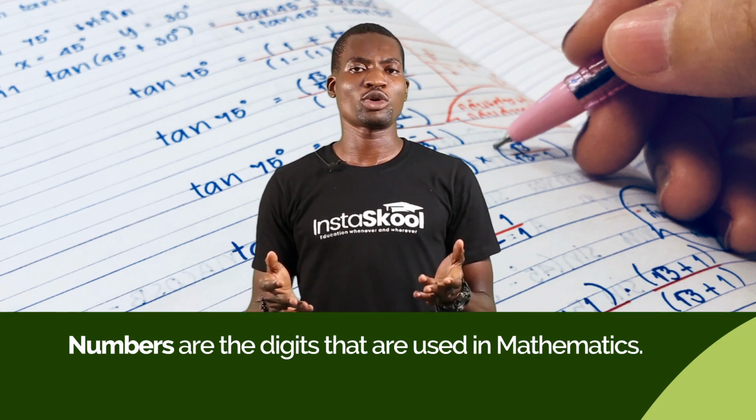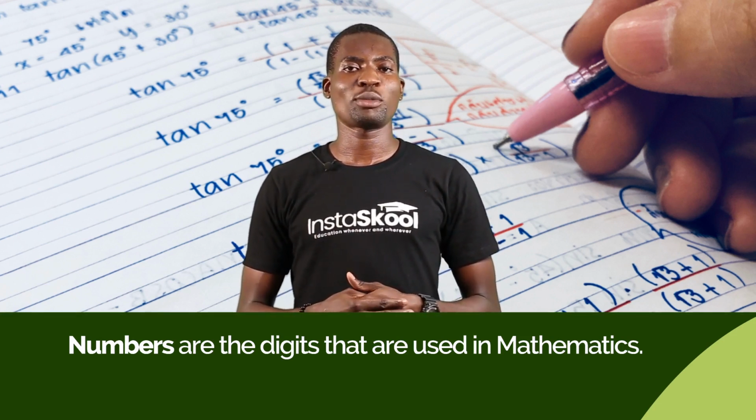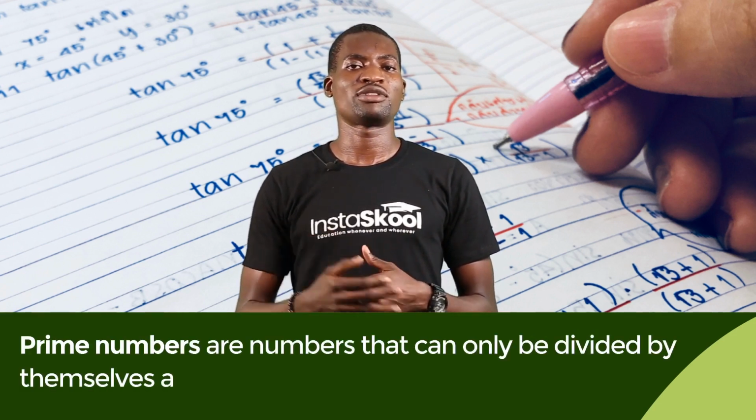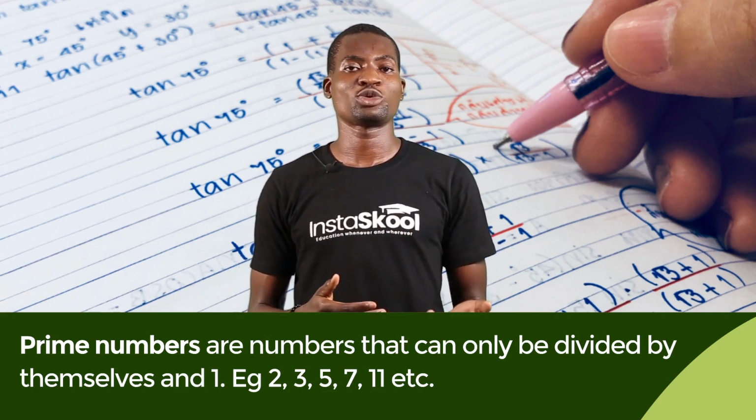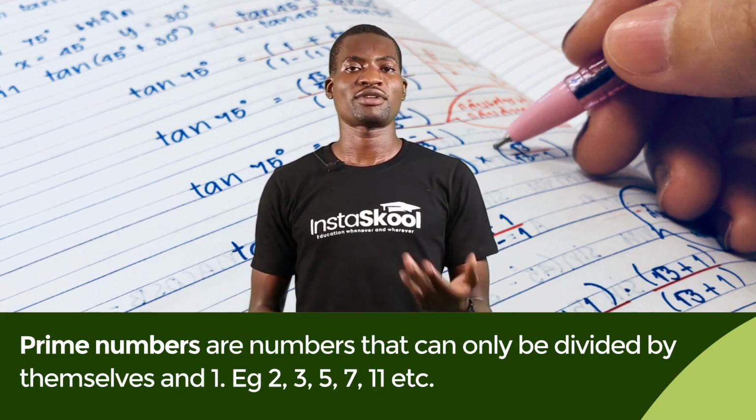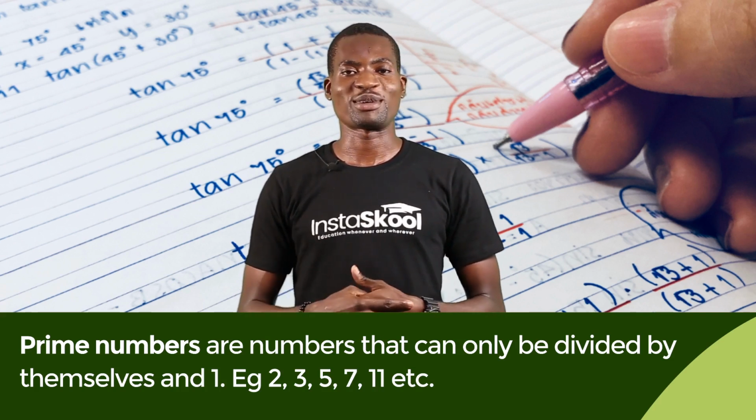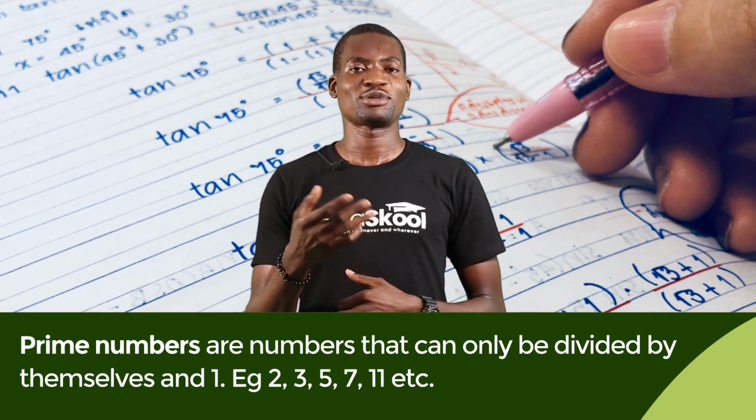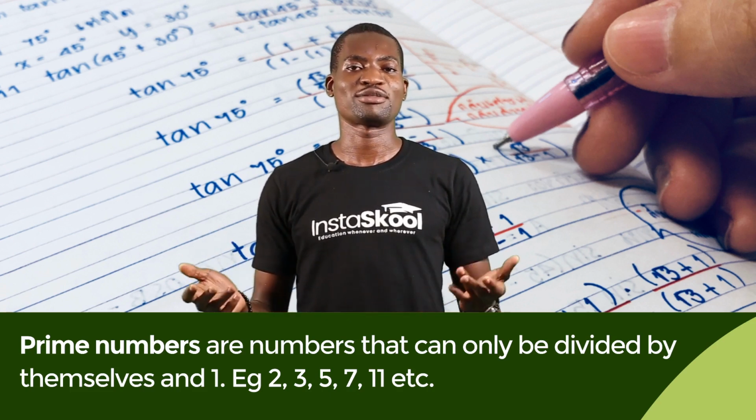So now that we know what numbers are, what are prime numbers? Prime numbers are numbers that can divide themselves and can be divided by only 1. Examples of prime numbers are 2, 3, 5, 7, 9. 9 is not a prime number. Don't get confused. Let's take them again. 2, 3, 5, 7, 11.